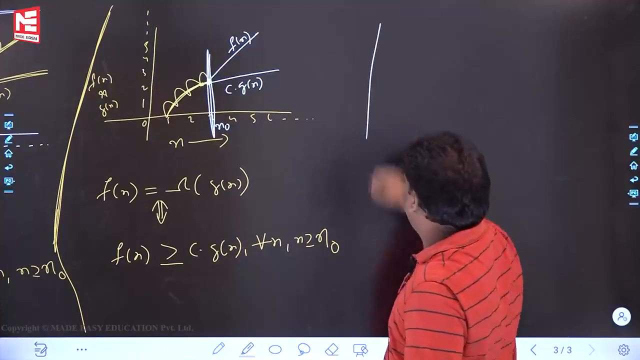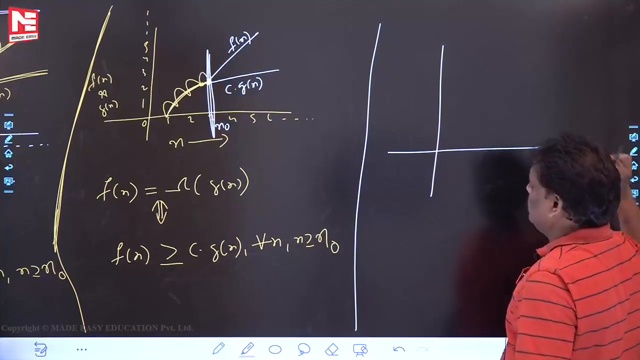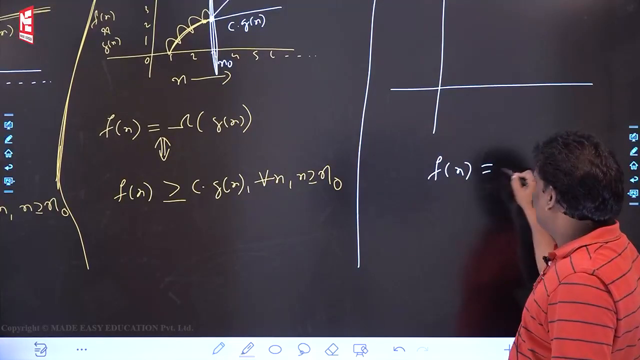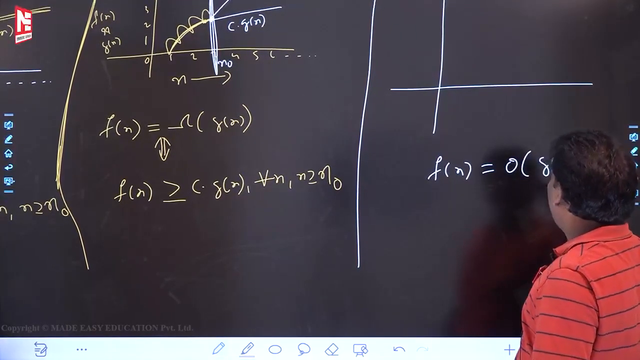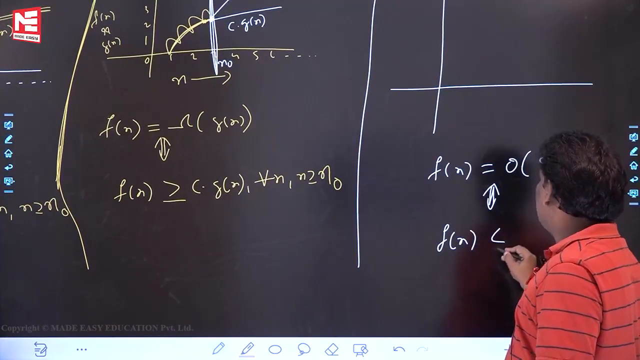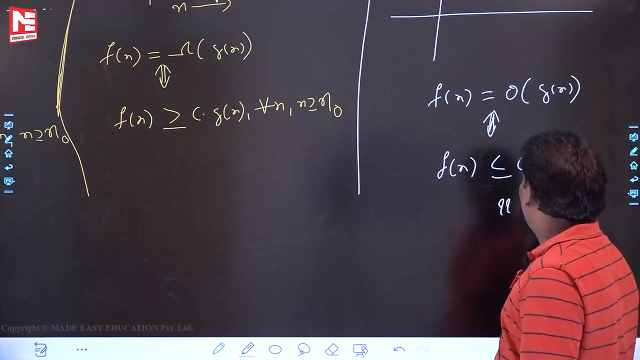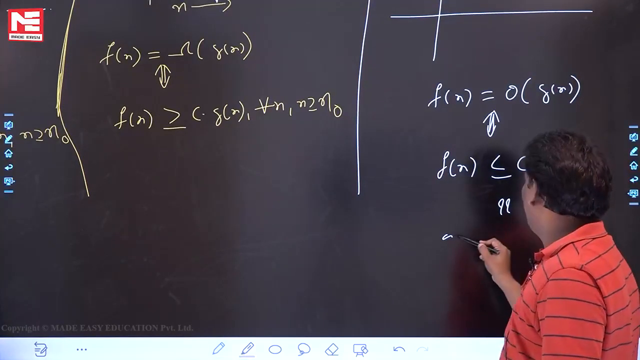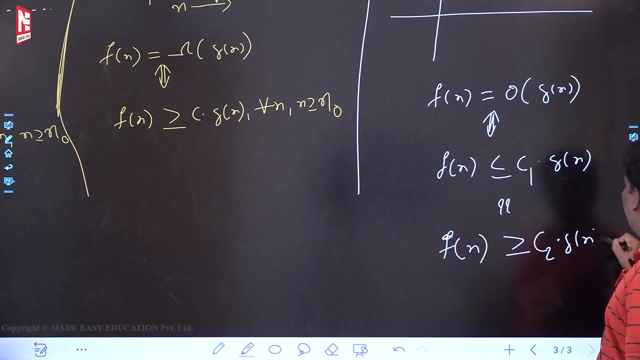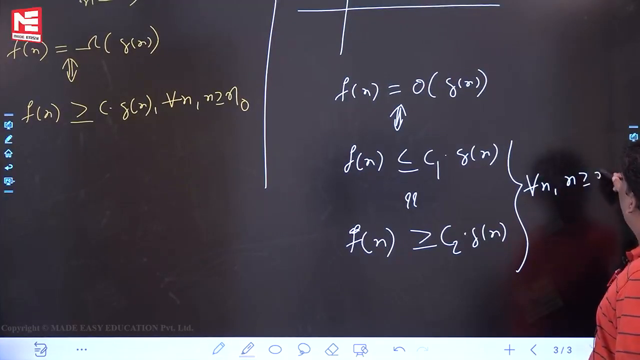Can you say what theta is? See the theta diagram. F of n is equal to theta of g of n if and only if, this is the first one, f of n is less than or equal to some c1 into g of n, and one more thing, f of n is greater than or equal to some c2 into g of n, for all n where n is greater than or equal to n0.